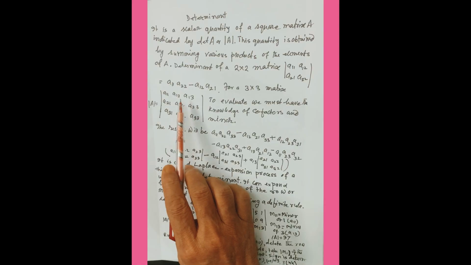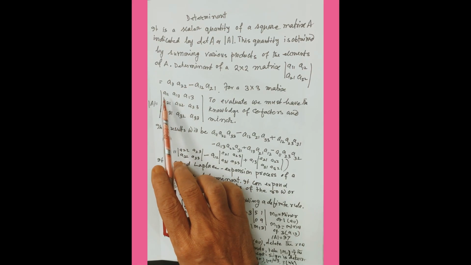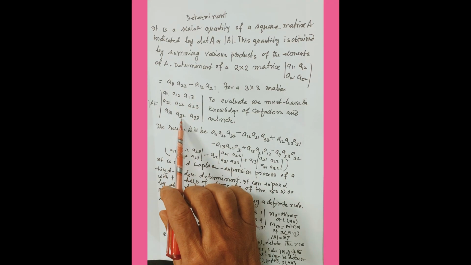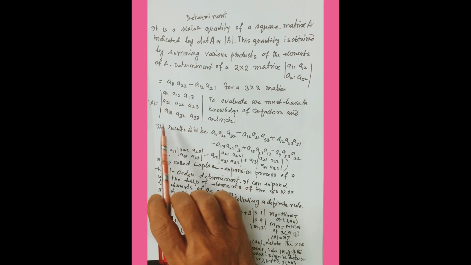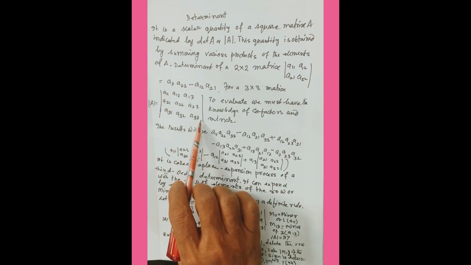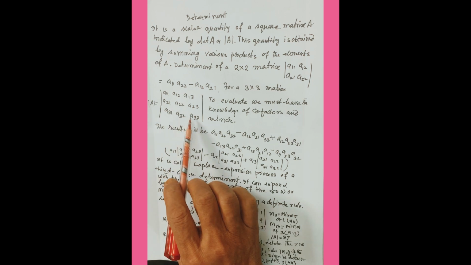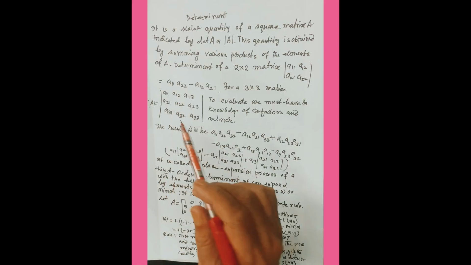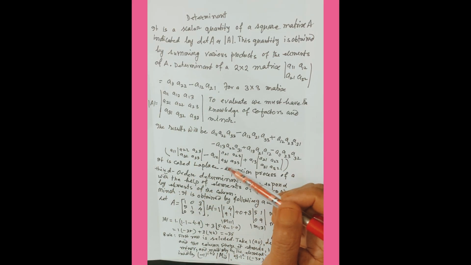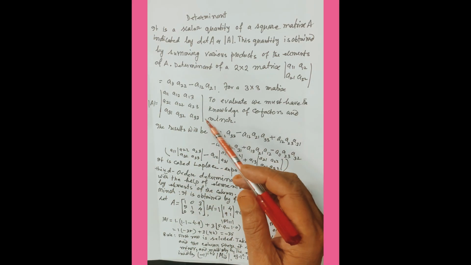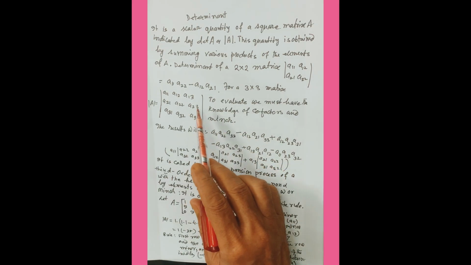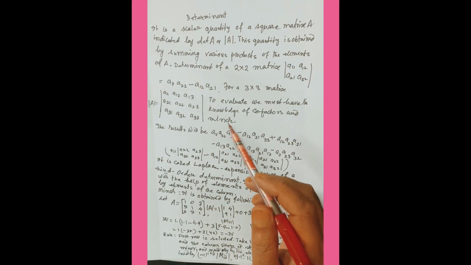Similarly, we'll have to find out the cofactor of element A12. So delete the first row and second column. Rest will be A21, A23, A31, A33. Then determinant of this minor multiplied by A12. Now sign will be determined by a particular formula, we'll discuss later on when we discuss cofactors and minors.